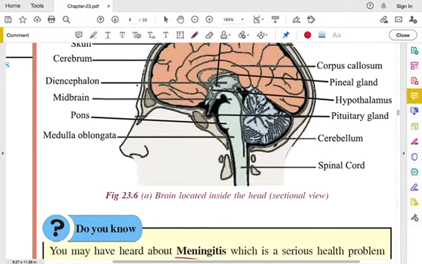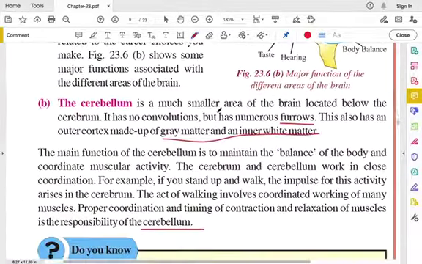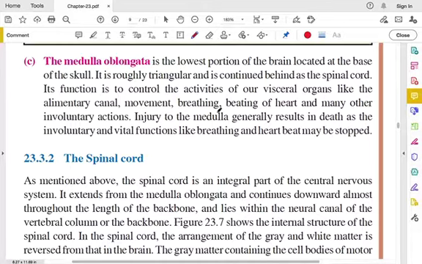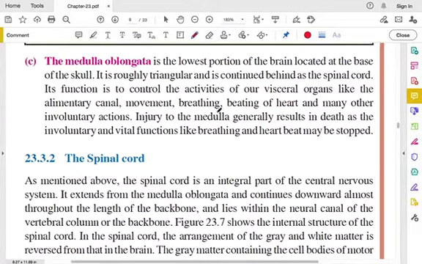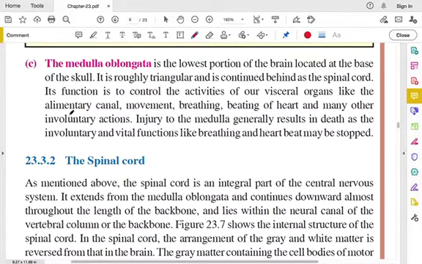You can see here the medulla oblongata. The function of the medulla oblongata is to control the activities of our visceral organs. Visceral organs means those organs that are inside, like the alimentary canal, the movement, the breathing, the beating of the heart, and many other involuntary actions inside our body.